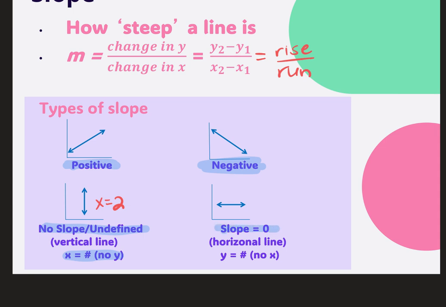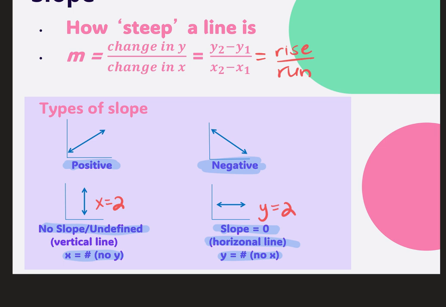And slope equal to 0 would be a horizontal line, like a flat line with no incline. And that's a y equals a number with no x. So this would be like a y equals 2.